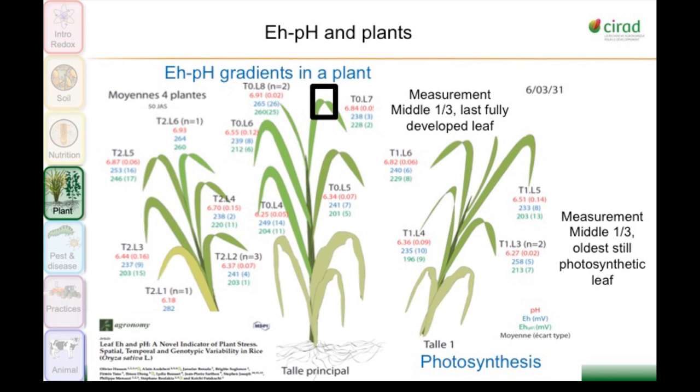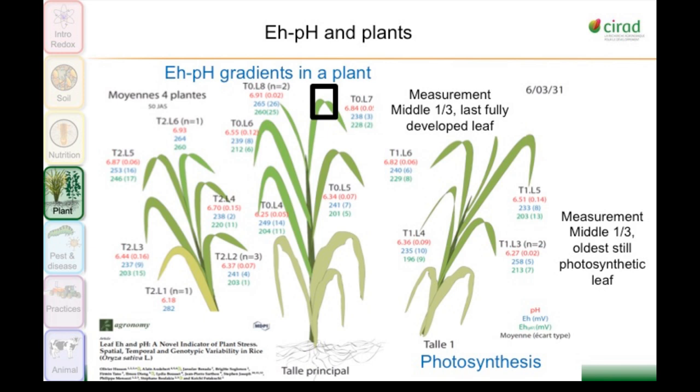Then we have a gradient in the plants. In red, we have the pH. In blue, the EH. And in green, let's say, P plus pH, or an equivalent. We have three tillers of rice. What we see is that pH is going down: 6.91, 6.84, 6.55, 6.34, 6.25. So the old leaves are more acidic than the young ones. And it's really linked to the age of the plant, because this leaf has the same age as this one and this one, with 6.88, 6.91, 6.93. So it's about the same, very, very close.